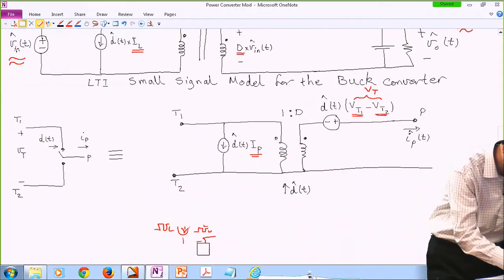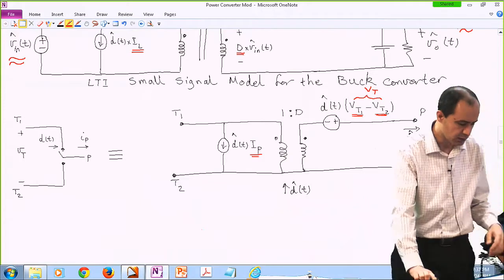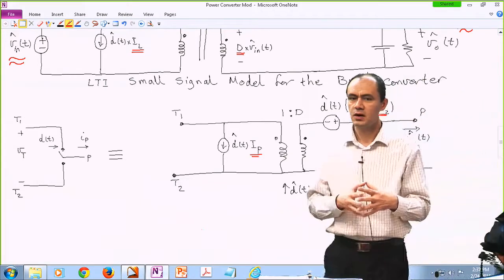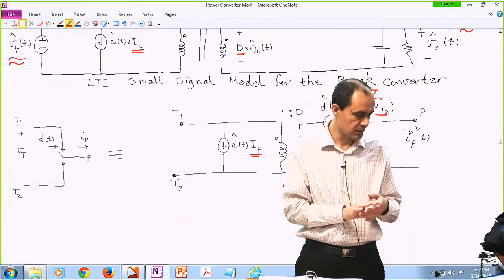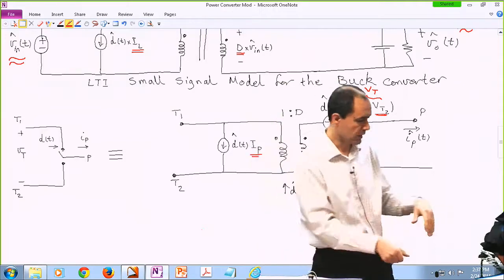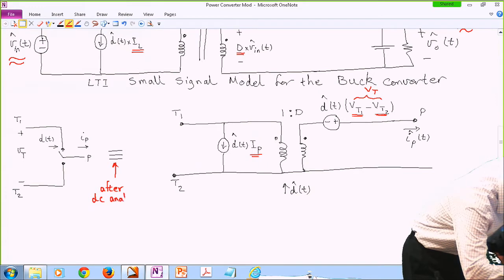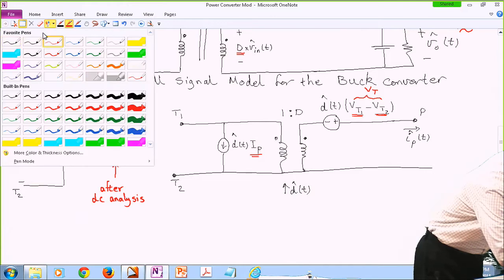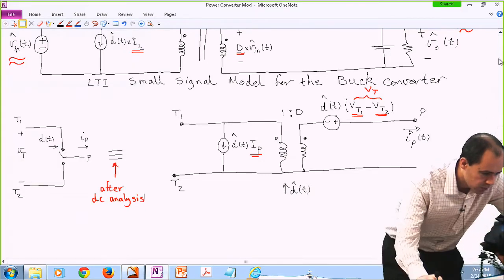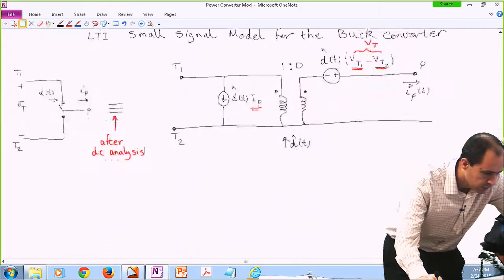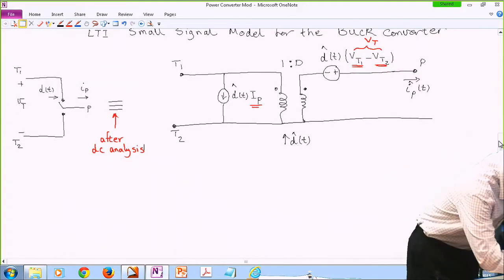So for the sake of practice, let's apply this small signal model that we just developed to a boost converter. Before doing so, let me highlight over here that we have to develop this model after DC analysis. Keep this model in mind, as we are trying to develop one for the boost converter.